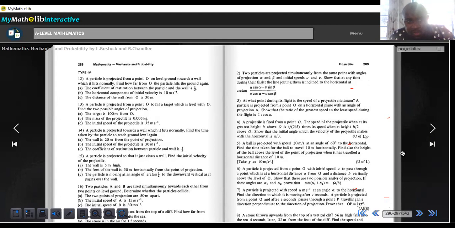Those who don't have the book in soft copy, take a screenshot. But I sent the book again, you can request for it, and I will send you Bostock once again.